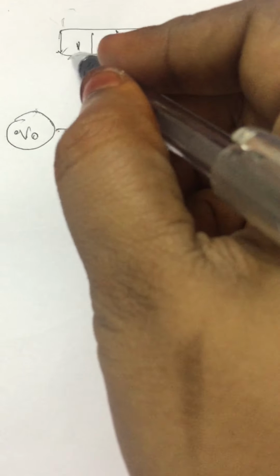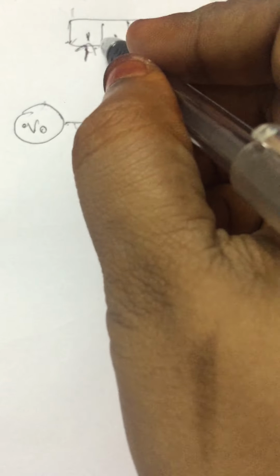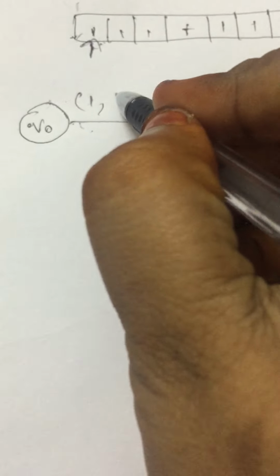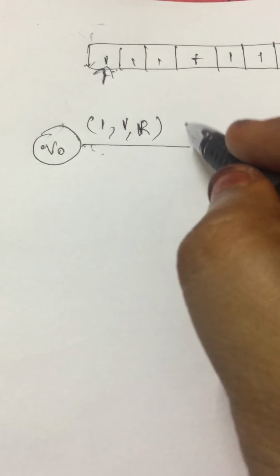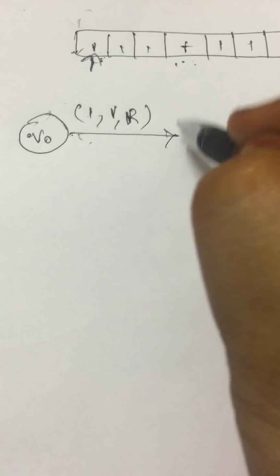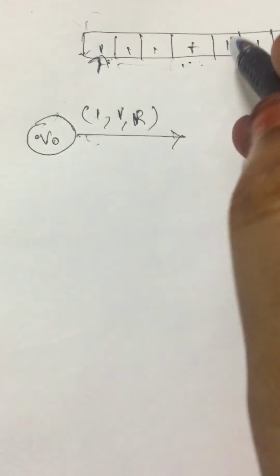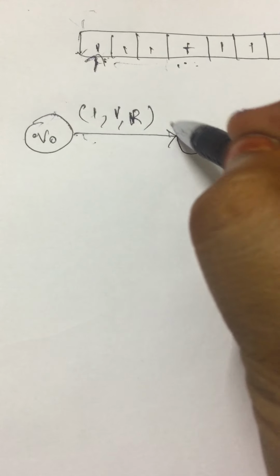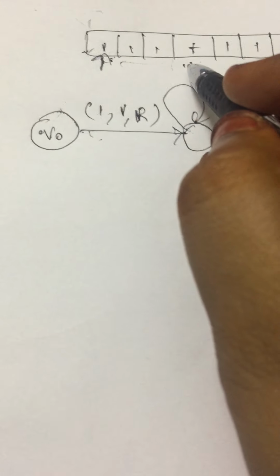See here, first the header is here. This 1 will remain as 1 only. Move to the right direction in search of what? In search of this plus symbol. Till the plus symbol you have to move to the right direction. So in between you are going to get a number of ones. So those ones will remain as ones only. Move to the right direction. Now you are going to obtain the plus symbol.